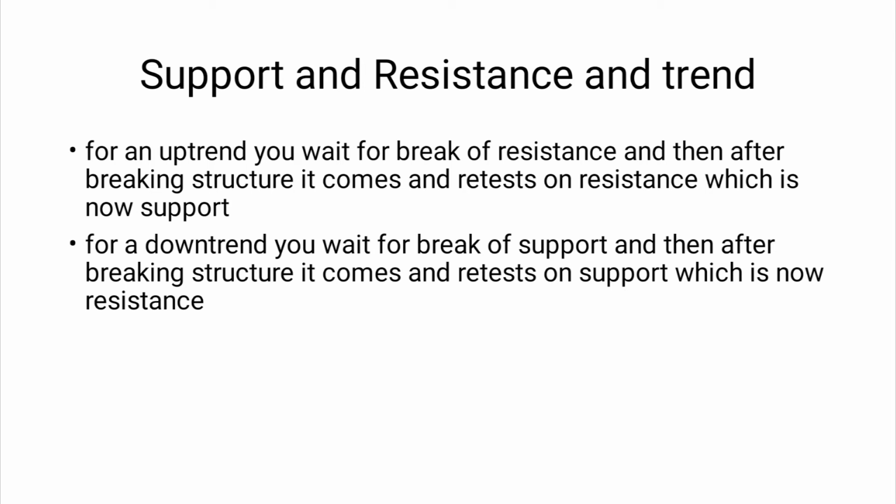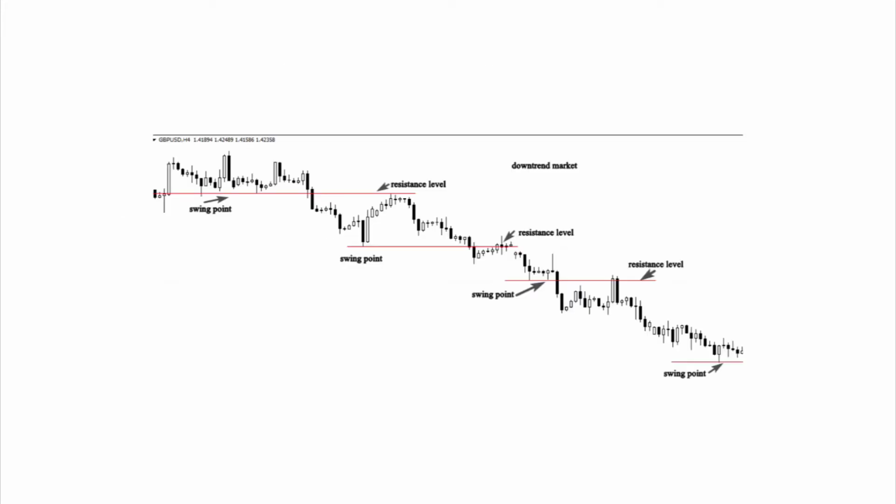Using support and resistance to define a trend. For an uptrend, you wait for a break of resistance, which other people may call a break of structure. Afterwards, it comes back to retest that resistance, and that resistance now becomes the support, and then the price continues to go in favor of the trend. You can look at it like this.